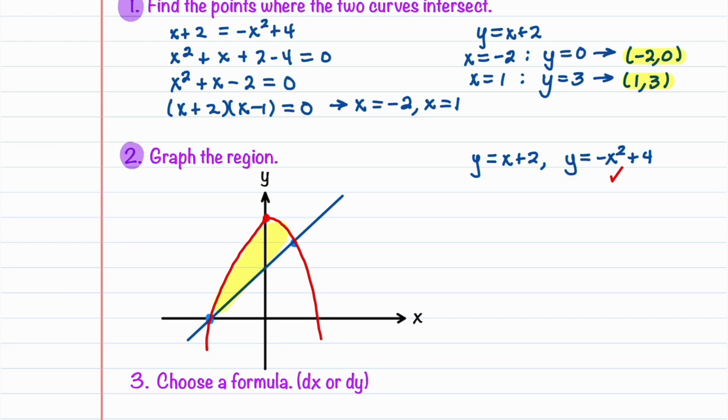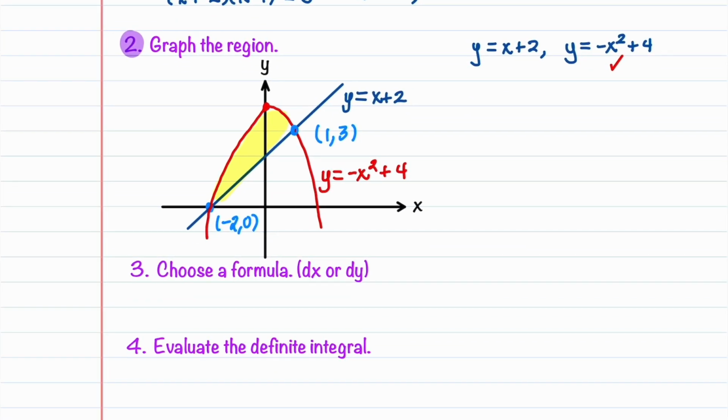Let's go ahead and let's put some labels on our graph. We'll label our intersection points. This point down here is minus 2, 0, and this point up here is the point 1, 3. Our line is the graph y is equal to x plus 2, and our parabola is y is equal to minus x squared plus 4. It really helps to label the graphs when we go to set up our integral.